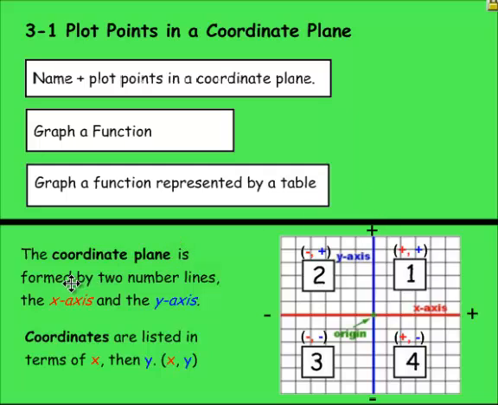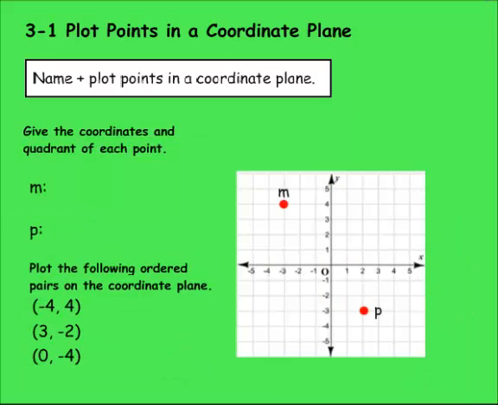Well, the coordinate plane is formed by two number lines. We have the x-axis, which is in red here, and then the y-axis, which is in blue. The x counts from left to right, the y counts from bottom to top. So as you get further down, it's negative. As you get further up, it's positive. Further to the left, it's negative on the x. Further to the right, it's positive on the x. Coordinates are listed in terms of x and then y. So you're going to see this ordered pair here, x and y.